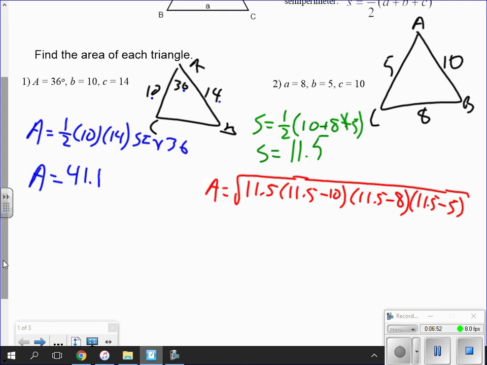I mean, it's not like these numbers are hard to figure out. This is 1.5. This is 3.5. This is 6.5. You know, 11.5 times 1.5 times 3.5. You can do that if that's what you want to do. It's not that big a deal. And you work it out, and you get the area of your triangle is 19.8. Okay. Easy peasy, piece of cake. Not too bad.